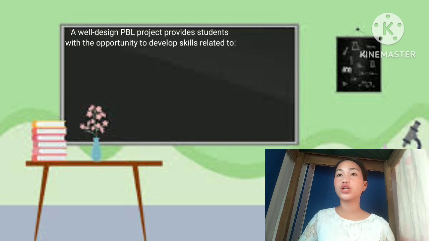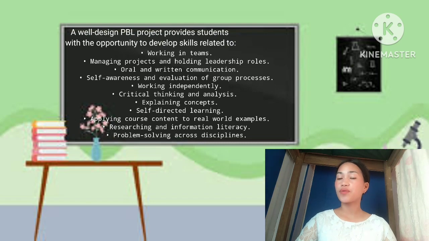Well-designed project-based learning provides students with the opportunity to develop skills related to working in teams, managing projects, and holding leadership roles, oral and written communication, self-awareness and evaluation of group processes, working independently, critical thinking and analysis, explaining concepts, self-directed learning, applying course content to real-world examples, researching and information literacy, and problem-solving across disciplines.